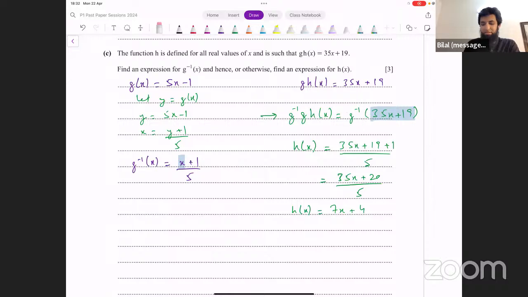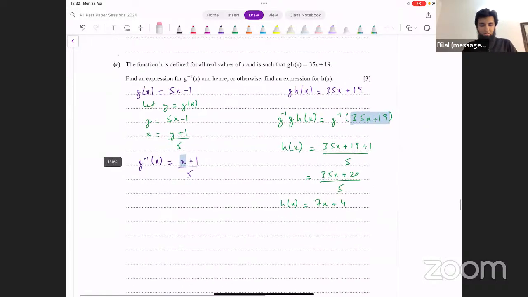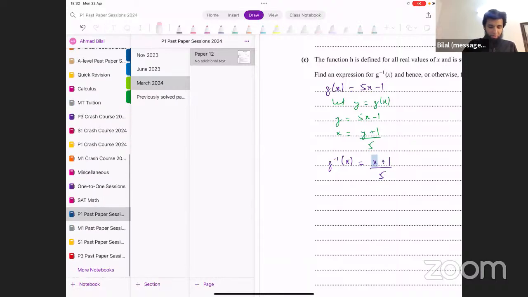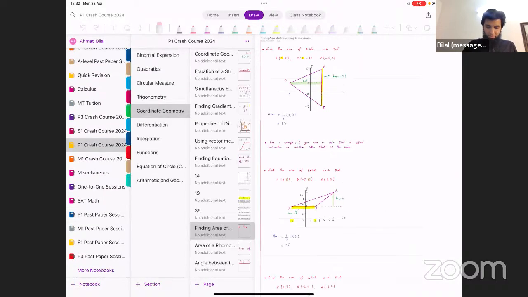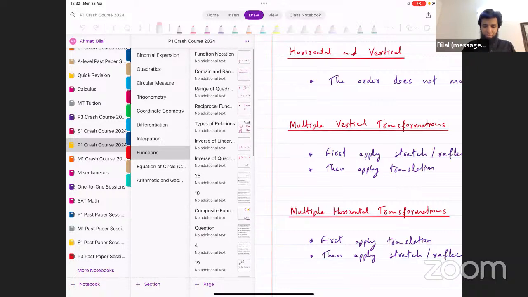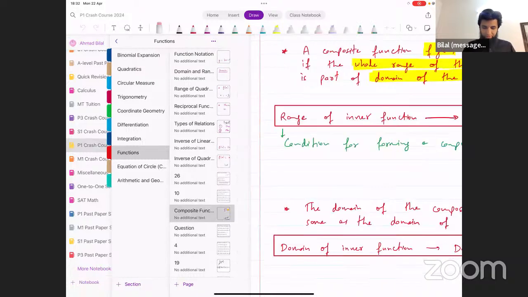This is actually a standard process that we have in functions. It's very similar to what used to happen in matrices in O-levels, remember? Composite functions, yeah.